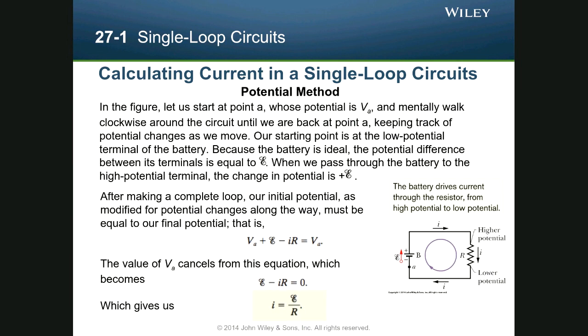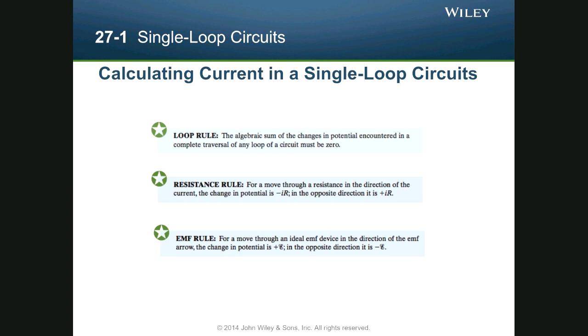If we're going through the circuit, in our loop, and we're at the resistor, as I go through my loop, I'm going with the current. That's a negative contribution. If I'm going against the current, that's a positive contribution. And you'll notice that's exactly what it says here, right? If we move through a resistance in the direction of the current, the change in potential is minus IR. In the opposite direction, it's plus IR, right?